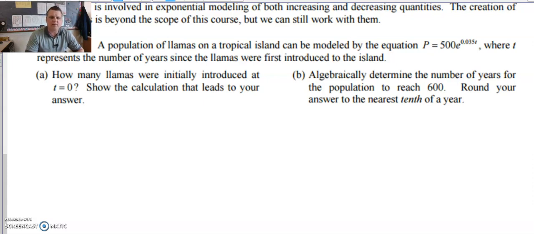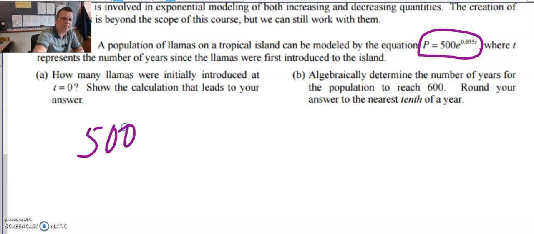So the population of llamas on a tropical island can be modeled by the equation P equals 500e raised to the 0.035t. t represents the number of years since llamas were first introduced to the island. So how many llamas were initially introduced? So at t is 0. So this is your 500.